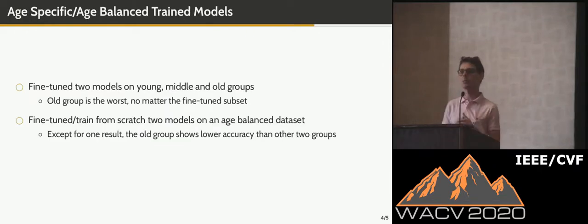We speculate that the problem is in the training data sets, because old persons in there have far fewer images. So we fine-tuned two models on young, middle, and old groups, but we saw no correlation between training and testing. The old group is always the worst, no matter what you fine-tune on. We also trained from scratch on balanced data sets, and except for one result, the accuracy for old people is still lower than middle and young.